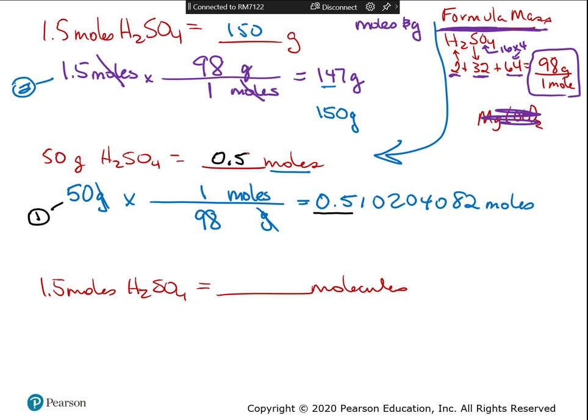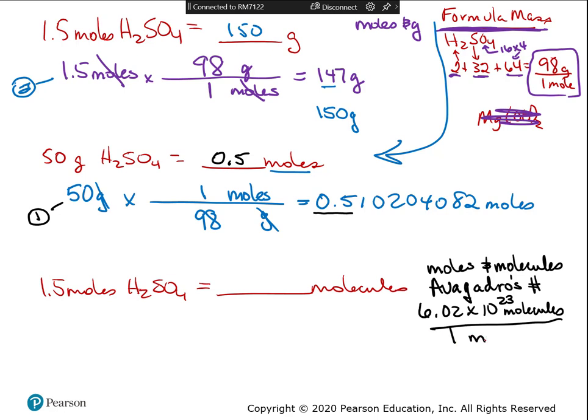Now, if you look and the problem has moles and molecules, I don't need the formula mass. All I have to use is what? Avogadro's number. So if I have moles and molecules, then I know that I use Avogadro's number, which is 6.02 times 10 to the 23rd molecules in 1 mole. So I don't even have to calculate anything other than just solving this. This is the unit that I'm going to use. I don't have to use the periodic table. If you see moles and molecules, you're going to use Avogadro's number.